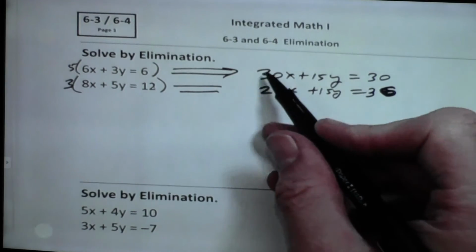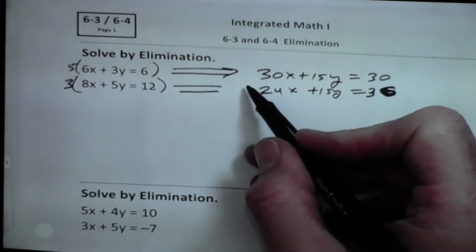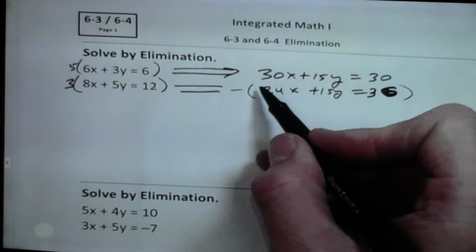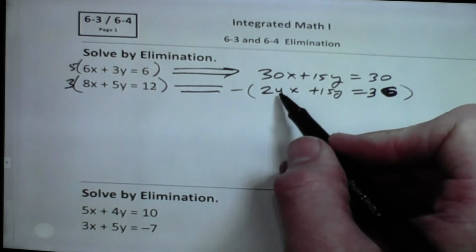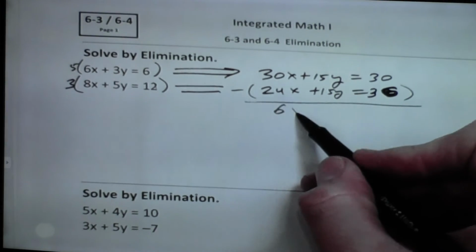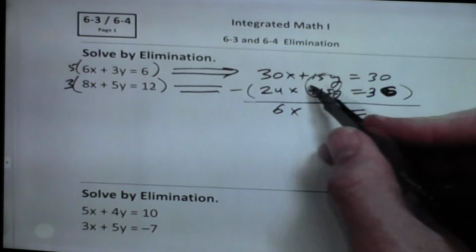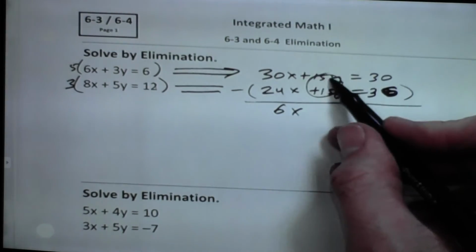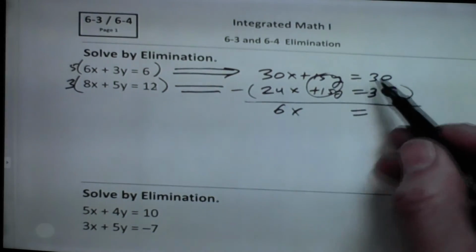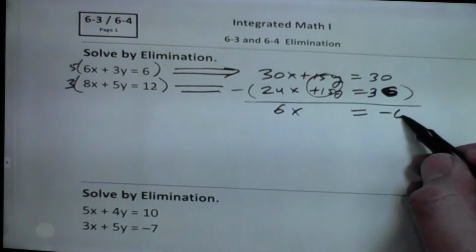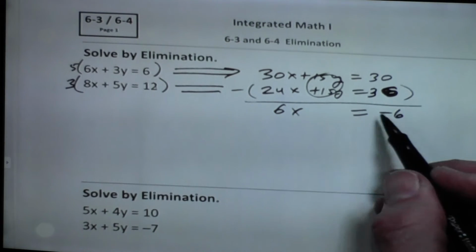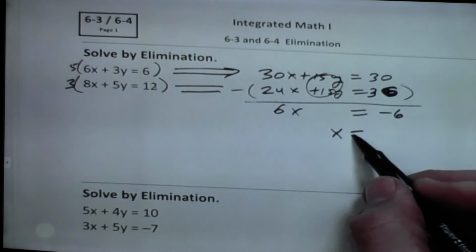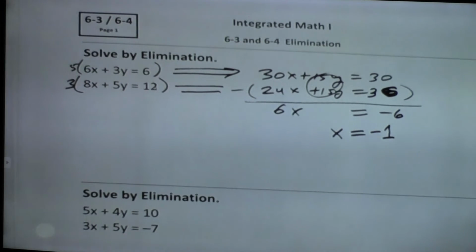Now, I can't add these because I would get 30y, so I'm going to have to subtract them. 30 of these, take away 24 of them, looks like 6 of those things, or x's. These are 0 now because it's minus 15y minus 15y. And 30, take away 36 is negative 6. And when you divide both sides by 6, you get x is equal to negative 1.